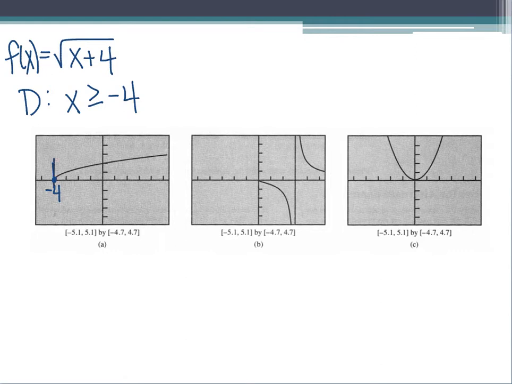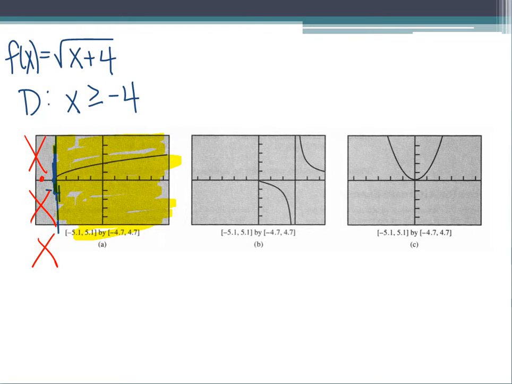Okay, so our domain, sometimes I like to highlight this to kind of see it, is everything from negative 4 on. But nothing over here, right? This is bad. I cannot plug in negative 5. That's why the graph doesn't go over there.